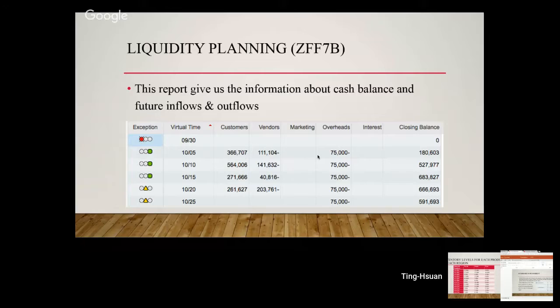The last one is liquidity planning. This report gives us the information about our cash balance and future inflows and outflows. It is important to consult this report before making investment and financing decisions because we do not want the situation of not having enough money to purchase raw materials or convert production orders to happen.